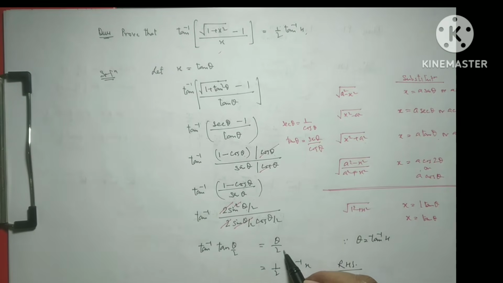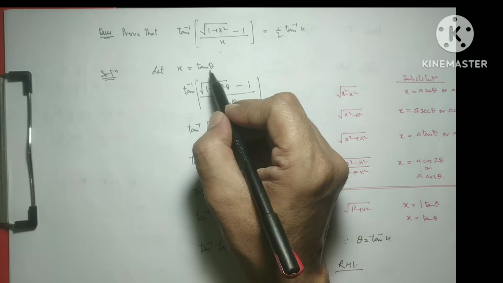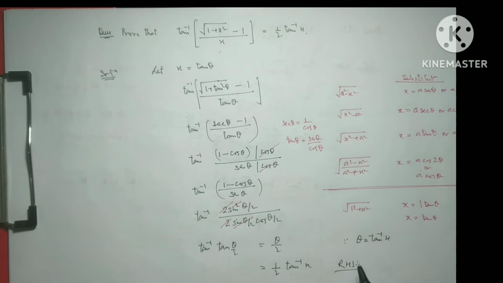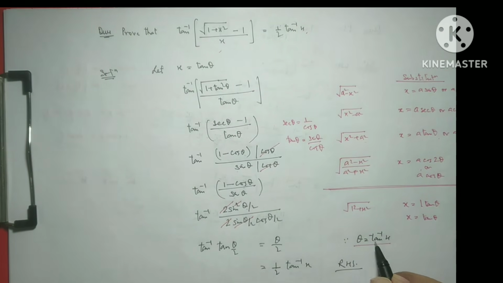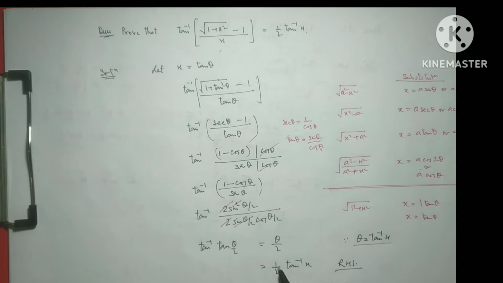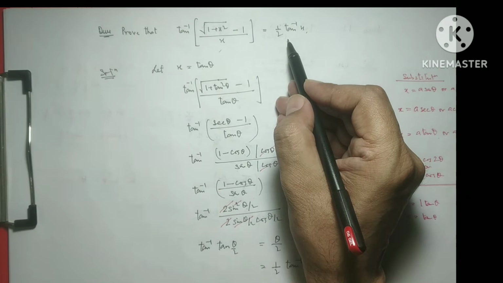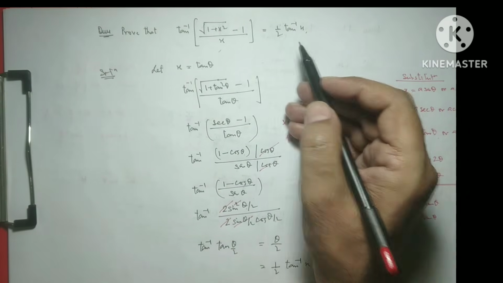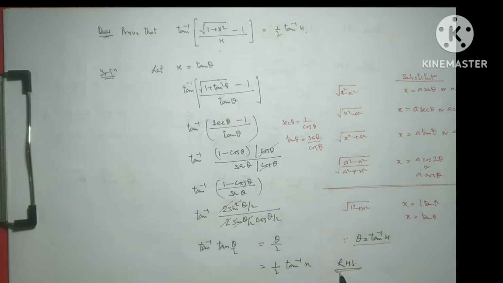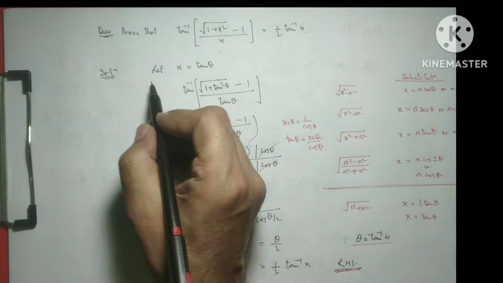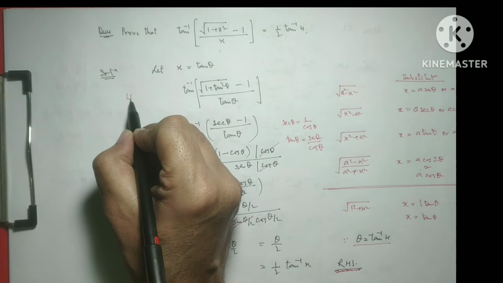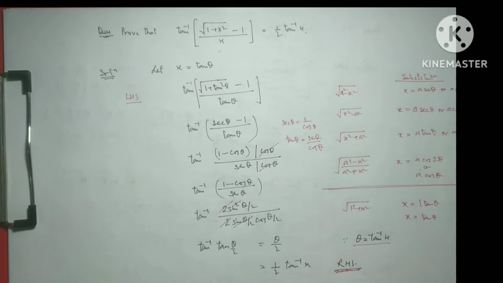So we have theta by 2, and according to this theta is tan inverse x. So theta is tan inverse x, we put this value, then as a result we have half tan inverse x, and this is our required result, tan inverse x by 2. So this is RHS, so LHS is equivalent to RHS, hence proved.